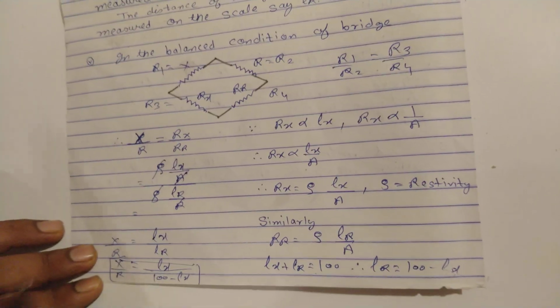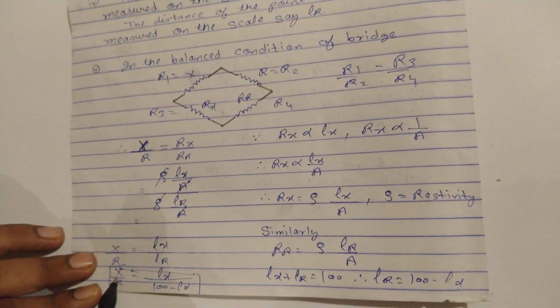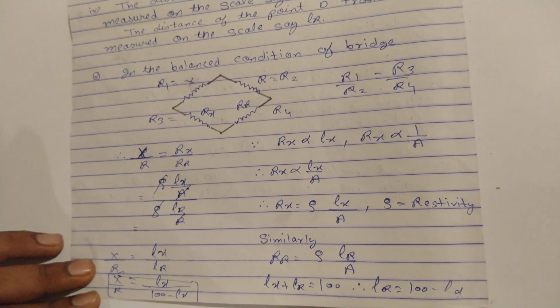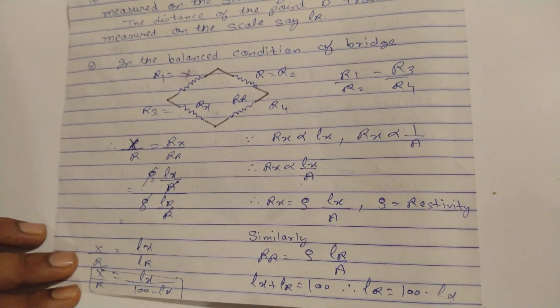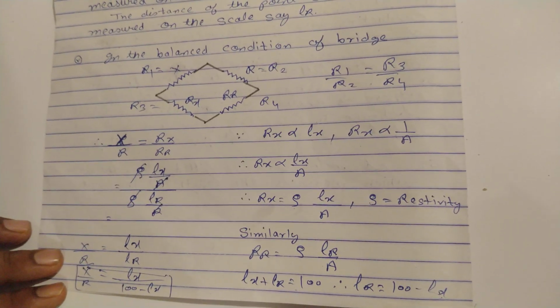By using this formula, we can find the value of the unknown resistance X. Hope you understood the theory of the Wheatstone meter bridge, how to find the unknown resistance.